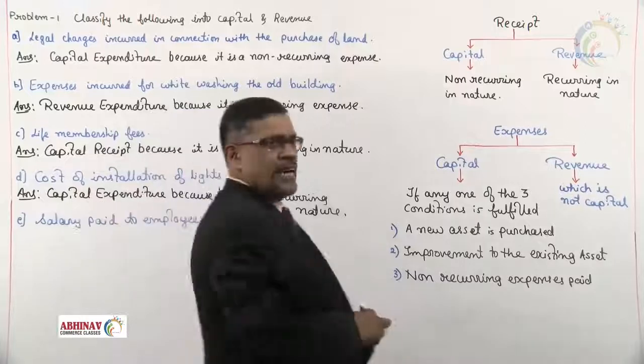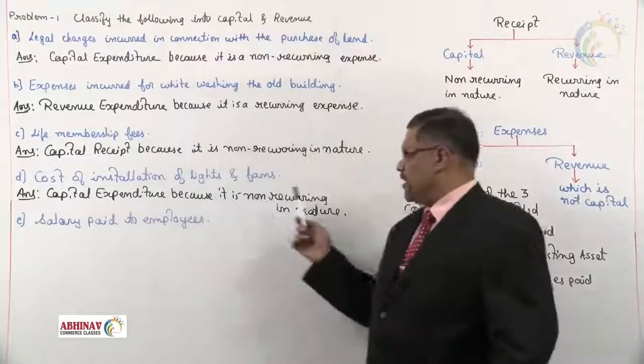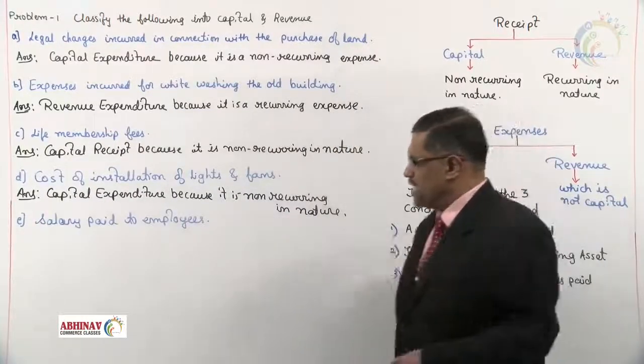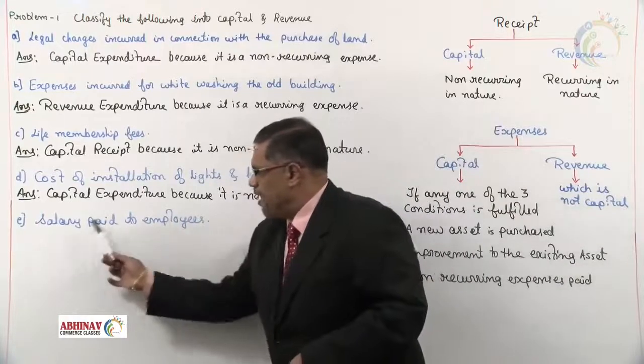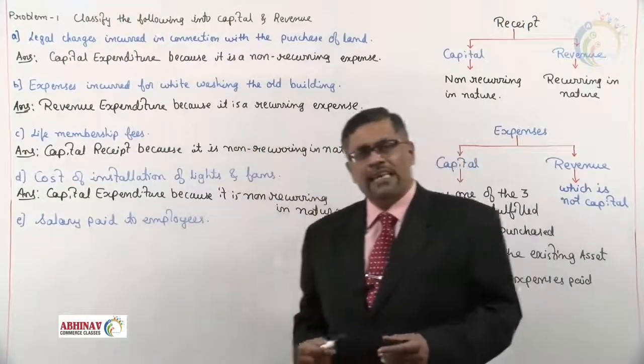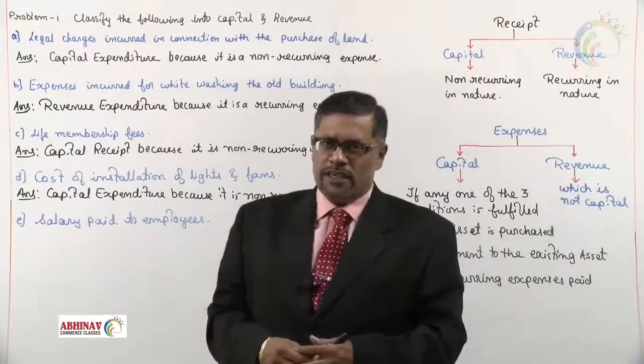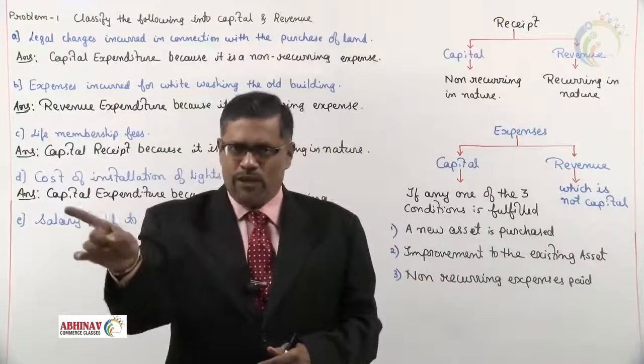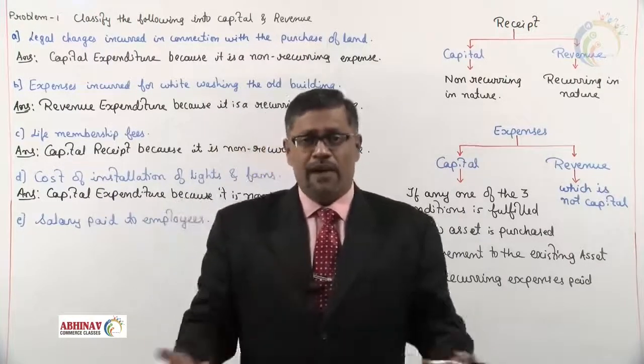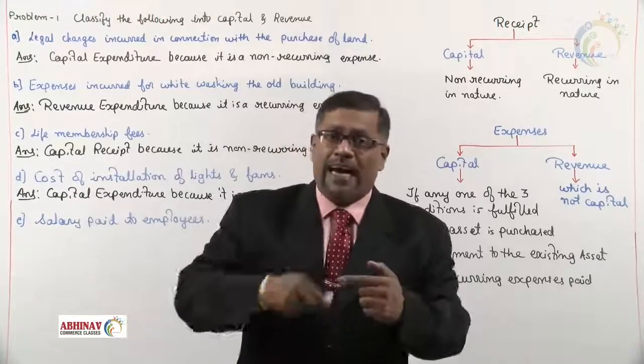So that is what a capital expenditure is, because it is non-recurring in nature. Last transaction of this problem, salary paid to employees. Will you pay the salary only once to the employees or every month? Every month. What you pay again and again.